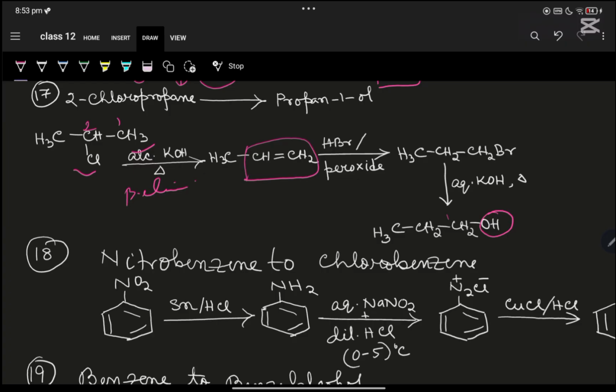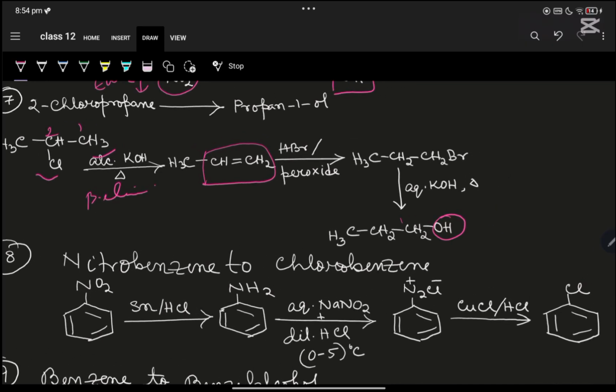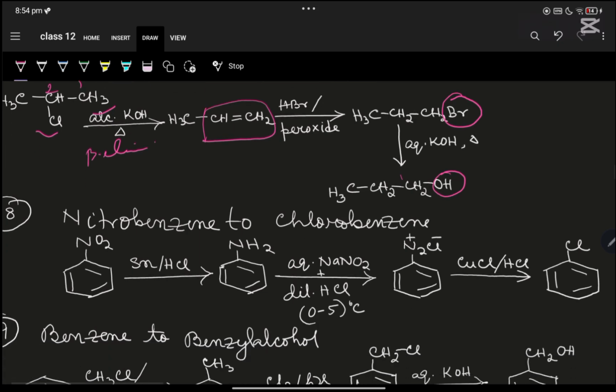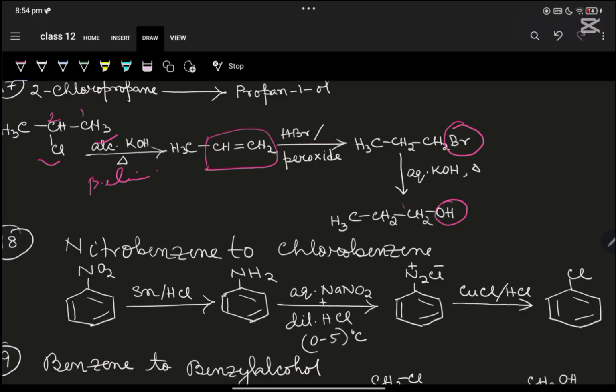Some of the students say, okay ma'am, anti-Markovnikov manner, I can just do hydroboration and then I can get it. Yes, you can get it also by doing anti-Markovnikov addition of HOH. Otherwise you can do HBr with peroxide, get Br over here, and simply a substitution reaction, aqueous KOH and heat, and then you get the product.